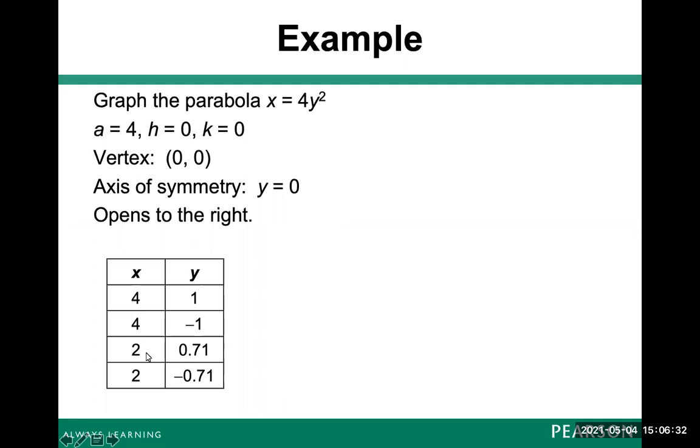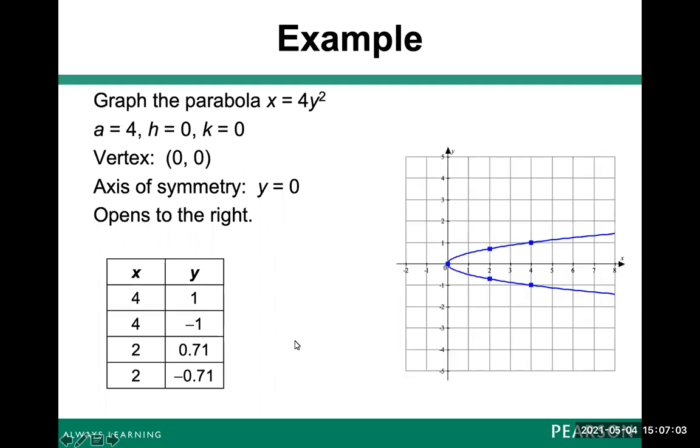Then if you replace x with 2, you get something even weirder, again a very strange choice for x. 2 equals 4y squared. Now if you divide both sides by 4, you get 2/4 equals y squared, which means y squared equals 1/2. y would be the positive or negative square root of 1/2, which according to the calculator would be plus or minus 0.71. So there are those points plotted on your rectangular coordinate system, and when you connect them up with your parabola, you get that rightward opening parabola there.